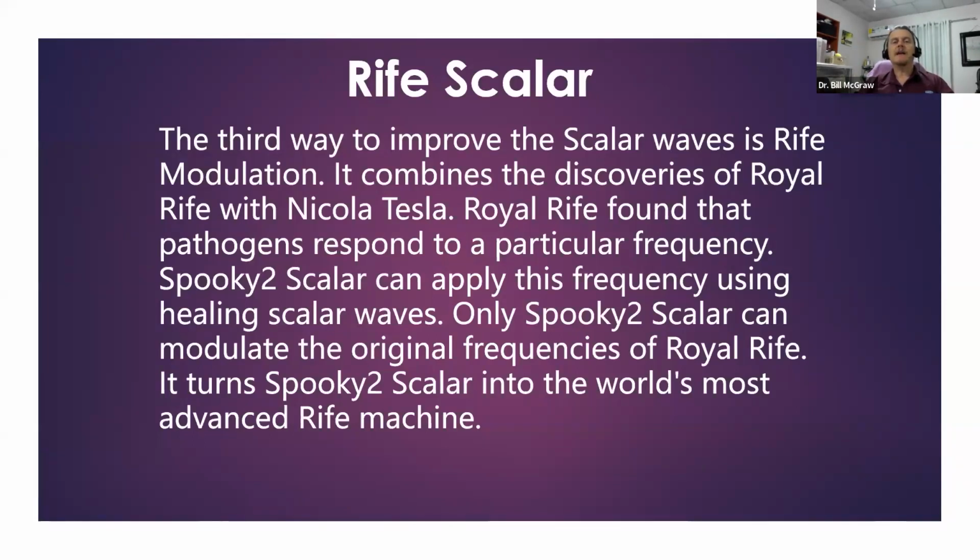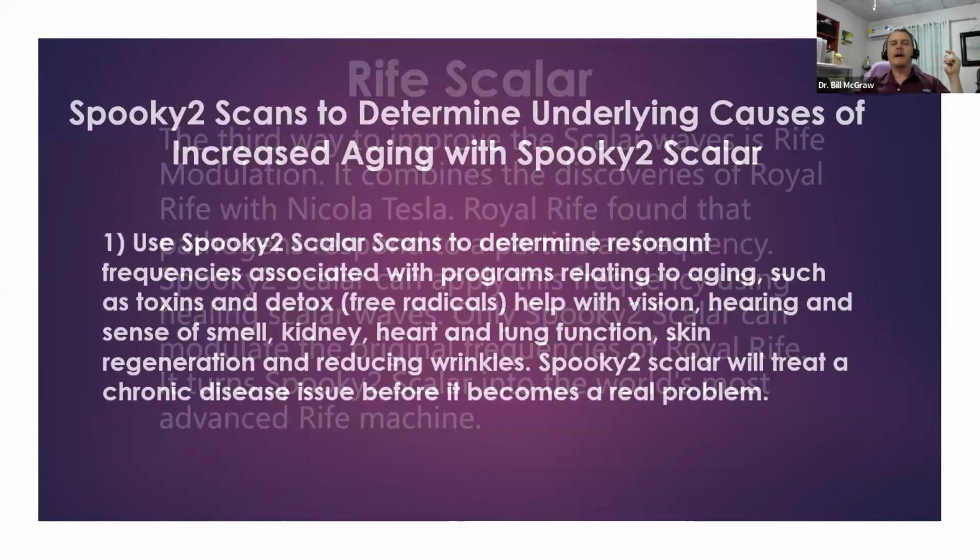So the scalar scan modulates the original Rife frequencies and turns the Spooky2 scalar into the world's most advanced Rife machine. No other Rife machine combines scalar energy with modulated Rife frequencies, and then we can use this, a scalar scan. And it is my number one go-to scan, is the scalar scan. So let's find out how to do that.